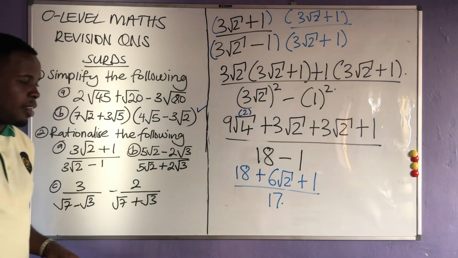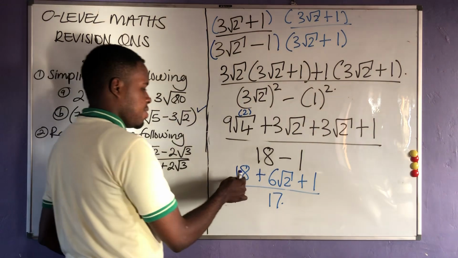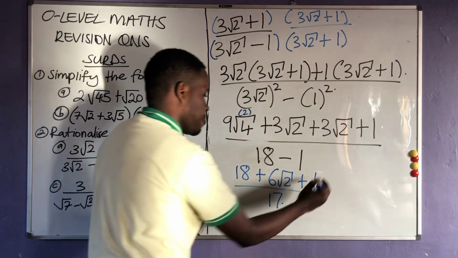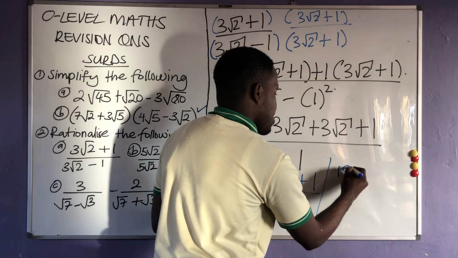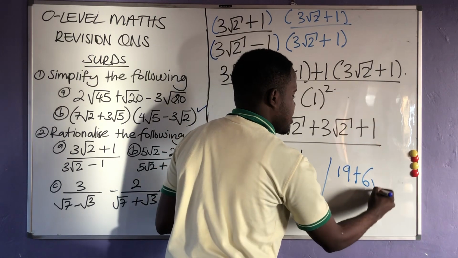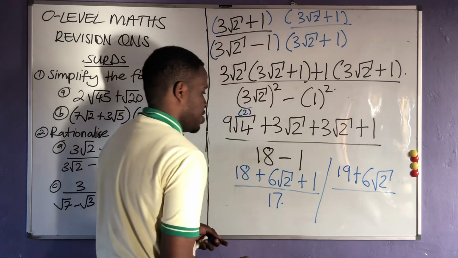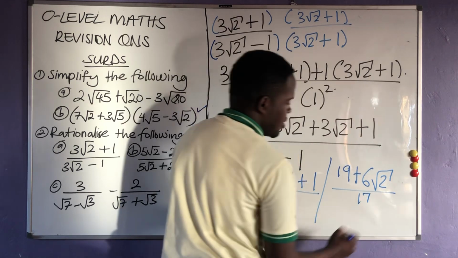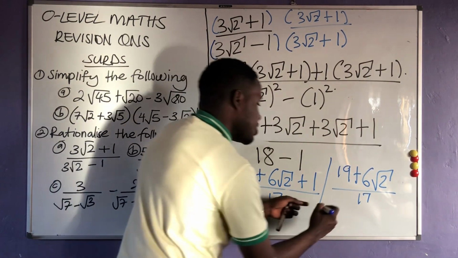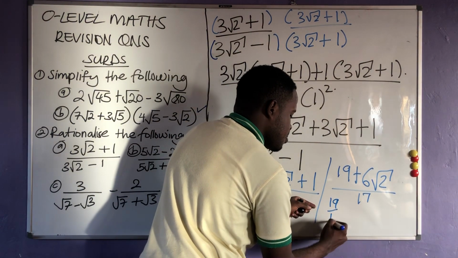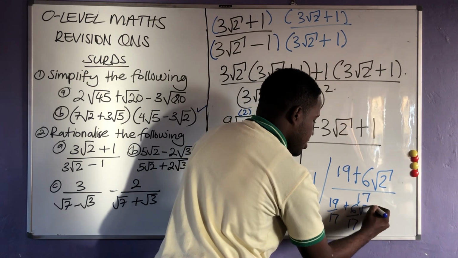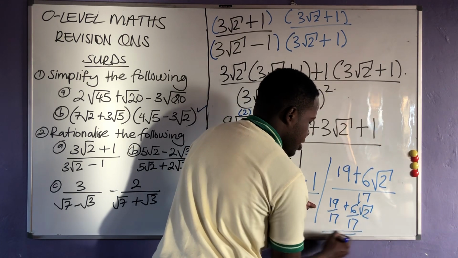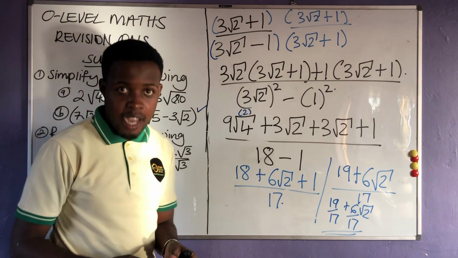Yeah, so we shall collect like terms. This 18 and the 1 there, they will end up giving us a beautiful 19 plus a 6 root 2, divided by 17. You can split the denominator and you end up having 19 over 17 plus 6 over 17 root 2. So that one becomes our beautiful answer.